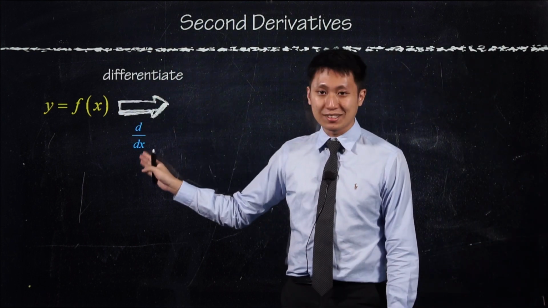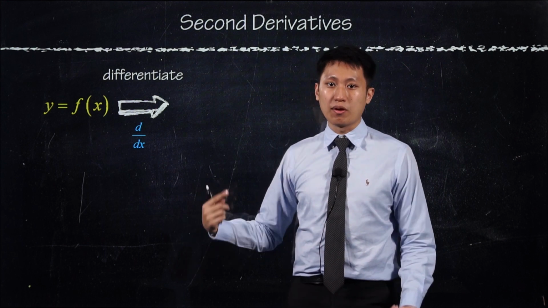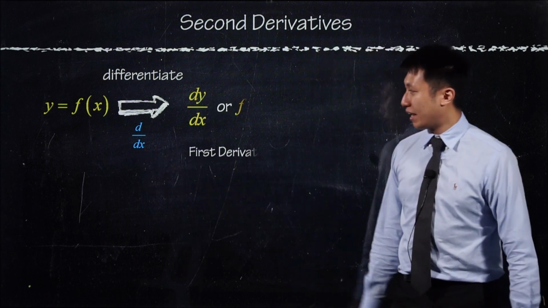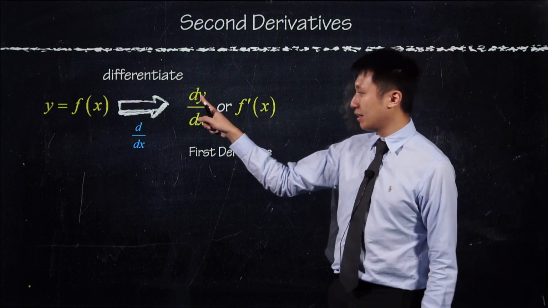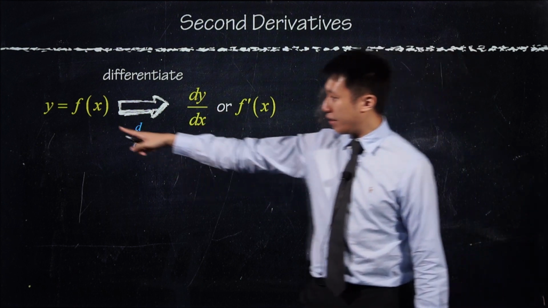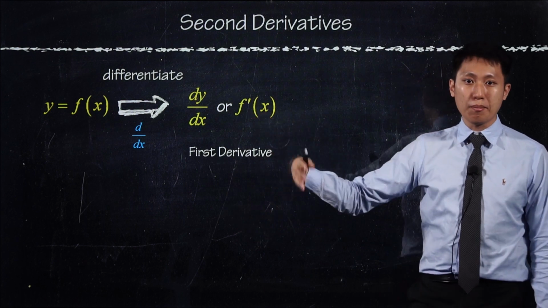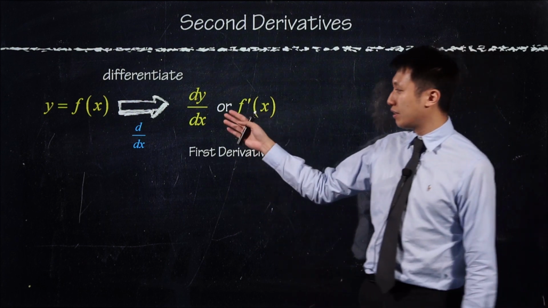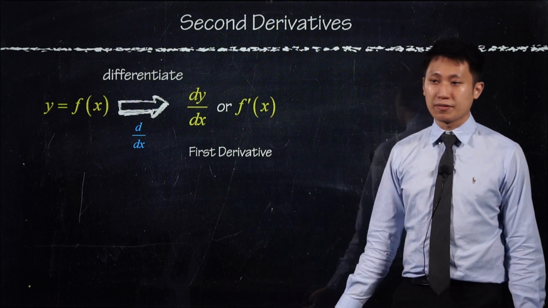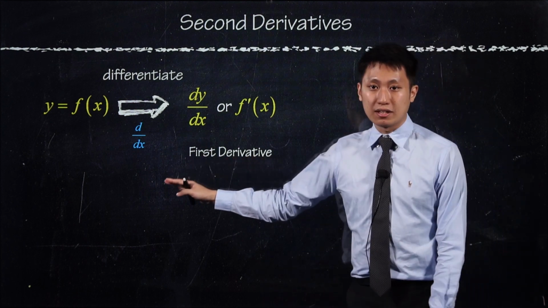Differentiate is also known as d/dx, differentiate with respect to x. Then what you end up with is dy/dx, or if the function is f(x), then you differentiate it and call it f prime of x, the derivative of f. So this is the first derivative.